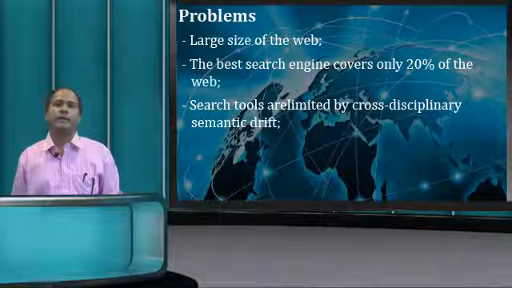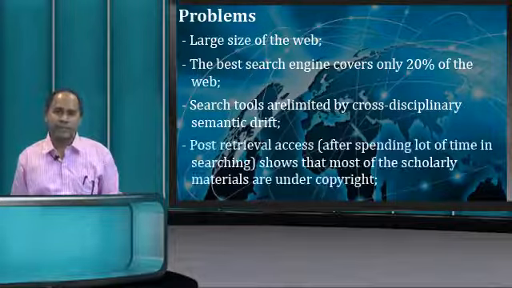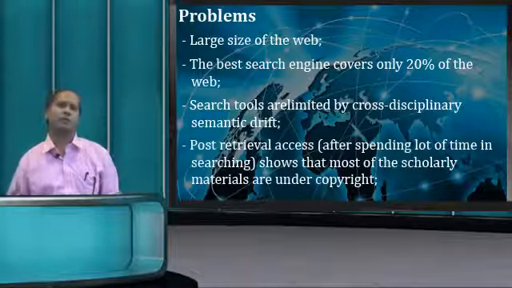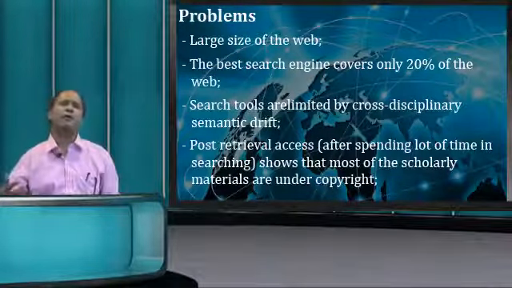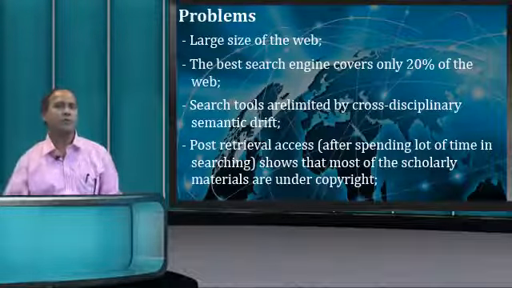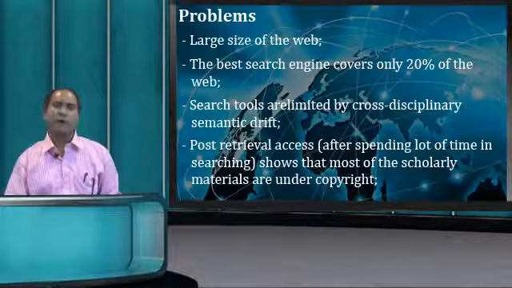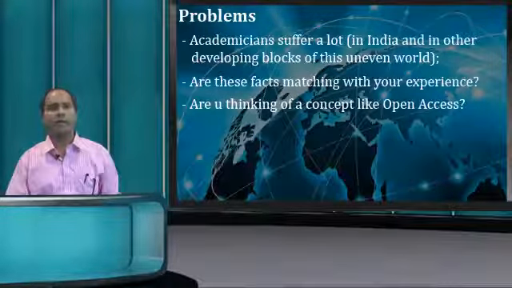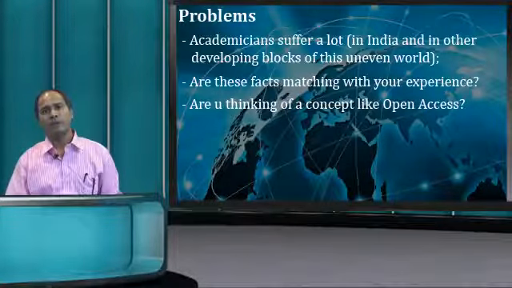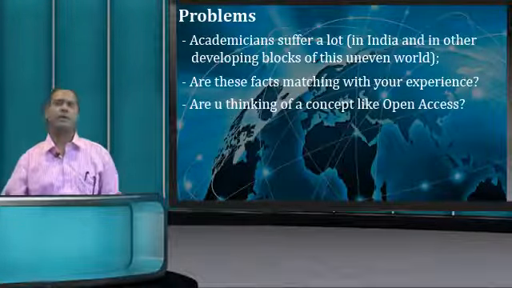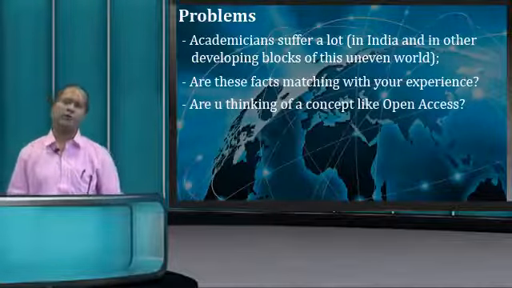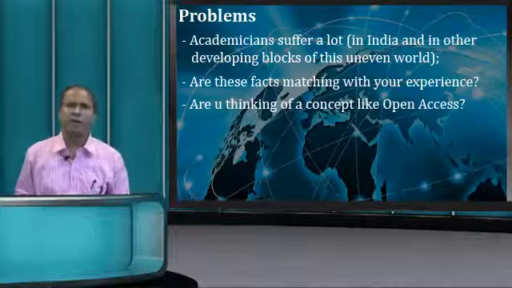Next is the post-retrieval access problem. After spending a lot of time searching, in most cases you find that many of the scholarly resources you have retrieved are under copyright. You don't have access to the full text. So academicians suffer a lot in India and in other developing parts of the world, and after spending so many hours on internet searching, we are basically getting a handful of resources, and most of them are copyright protected.